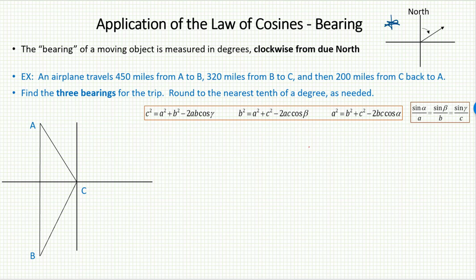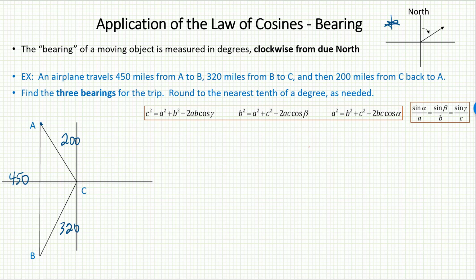Here's our scenario. We've got an airplane starting here at point A. It travels 450 miles from A to point B, and then 320 miles from B to C, and finally 200 miles from C back to A. Our job is to figure out the three bearings for the trip. Each leg of this journey has a bearing. We want to find those.